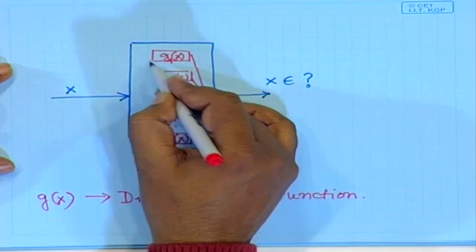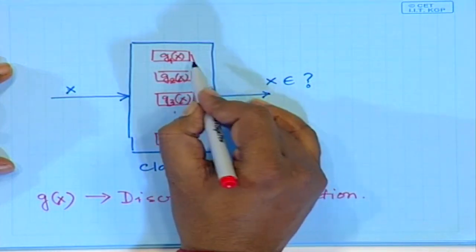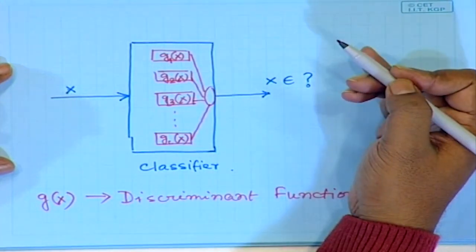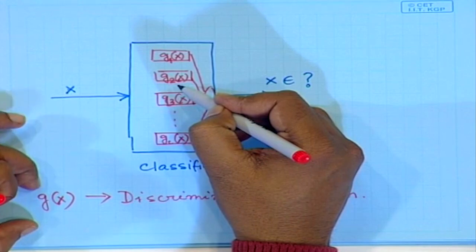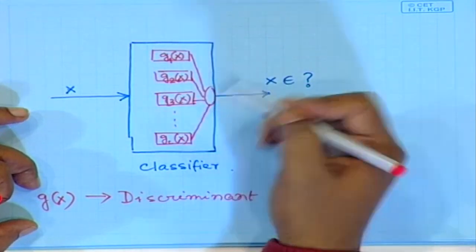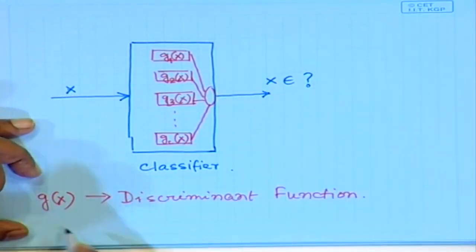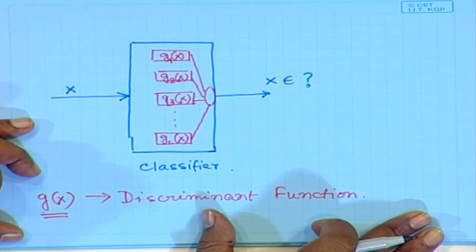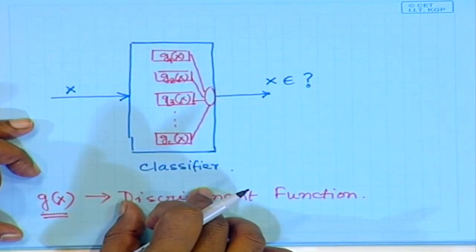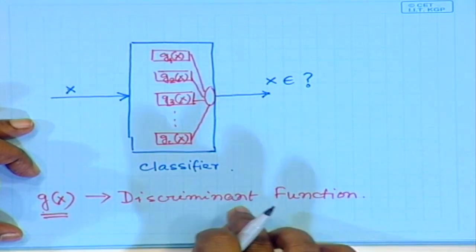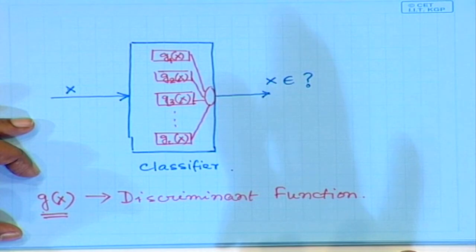Your function is the same. I will call it g1 of x when it is computed for class omega 1, or g2 of x when it is computed for class omega 2, or for action alpha 2, and so on. So, this function g of x is called a discriminant function, and whichever class gives you the maximum value of the discriminant function, I put this object into that corresponding class. Now, let us see what will be the nature of this discriminant function.